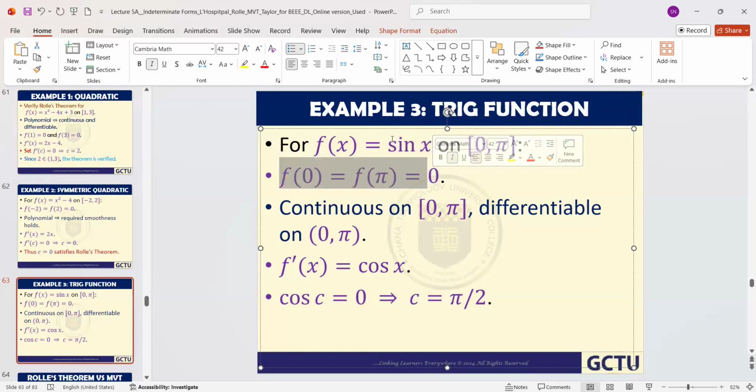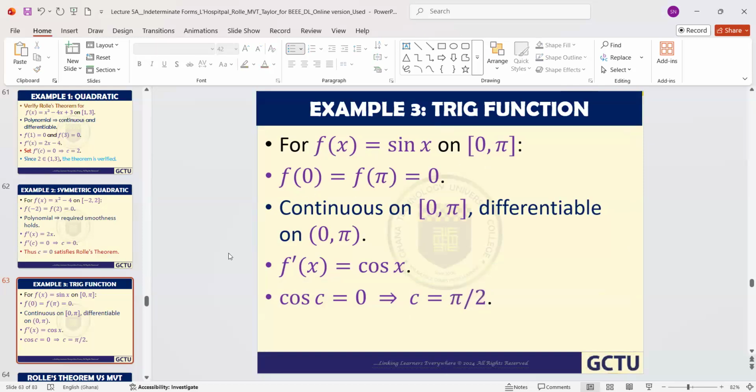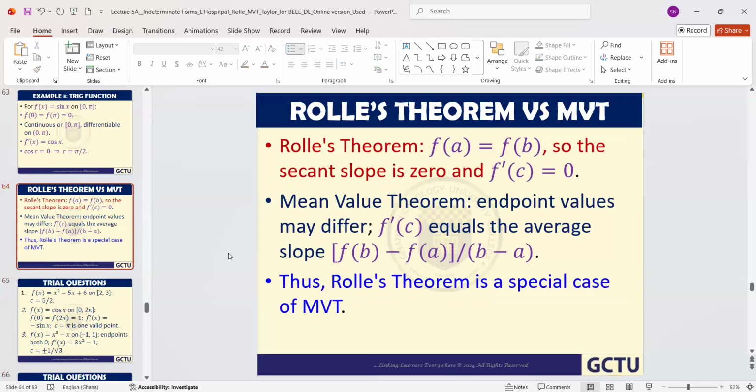Now let's differentiate sine. Sine will give you cos. If we equate cos x to 0, we end up getting x equal to cos inverse of 0. That means that we are finding c. And cos inverse of 0 will give you pi on 2. And pi on 2 lies in between 0 and pi. So Euler's theorem works.